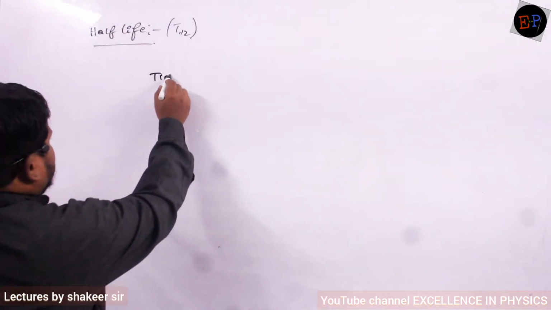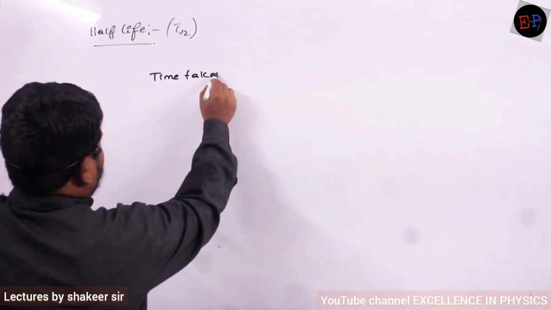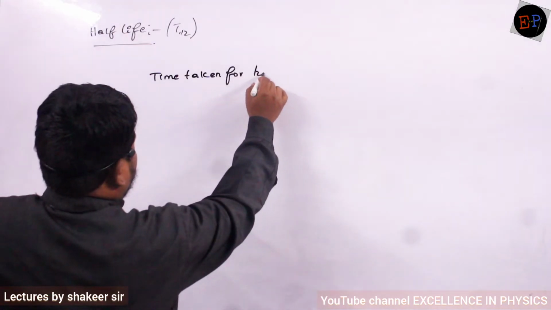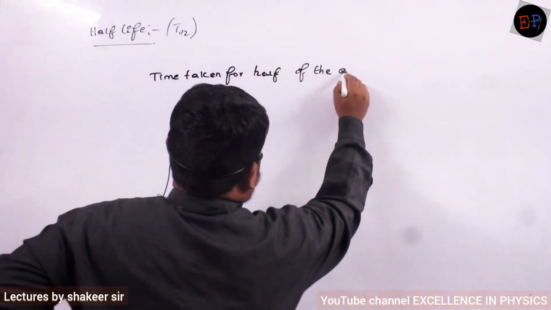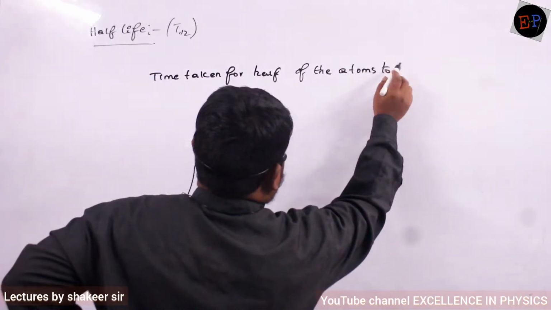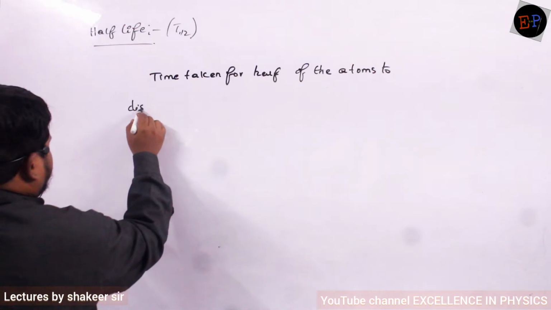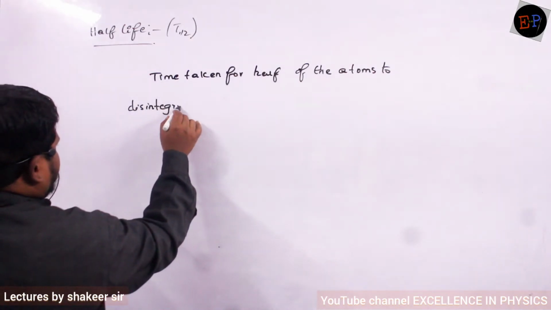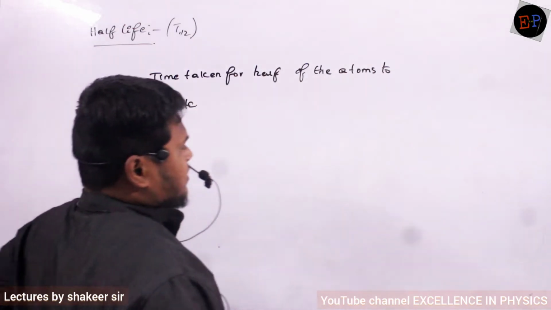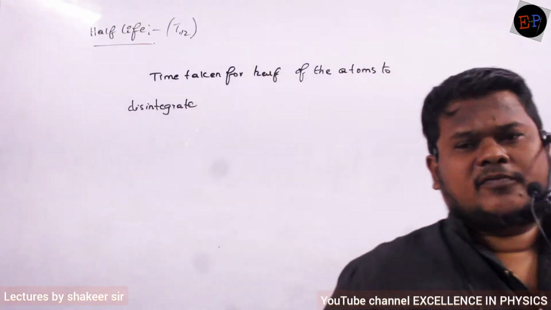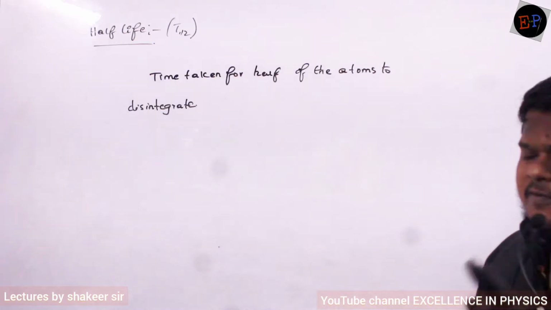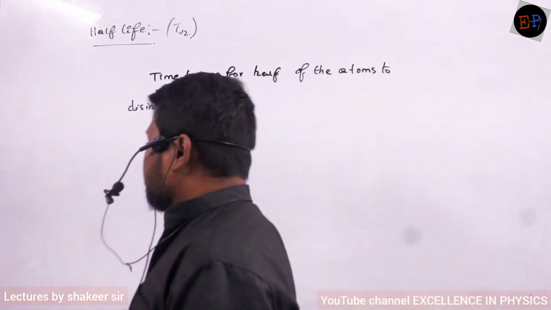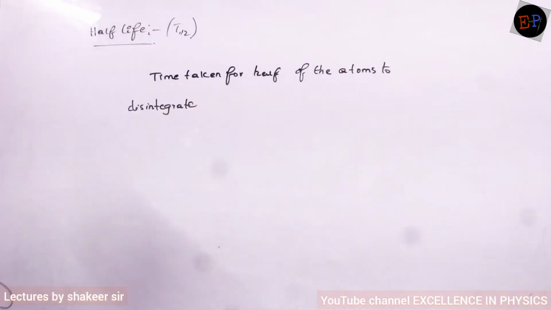Time taken for half of the atoms to disintegrate. Okay? So this time is called half-life. Are you able to understand? Time taken for half of the atoms to disintegrate is called half-life. So what is the meaning of this?